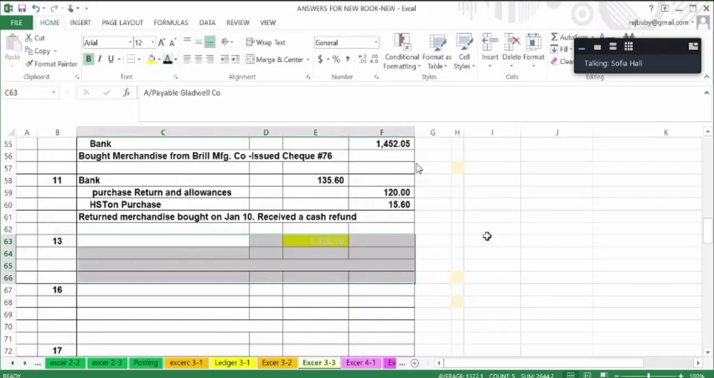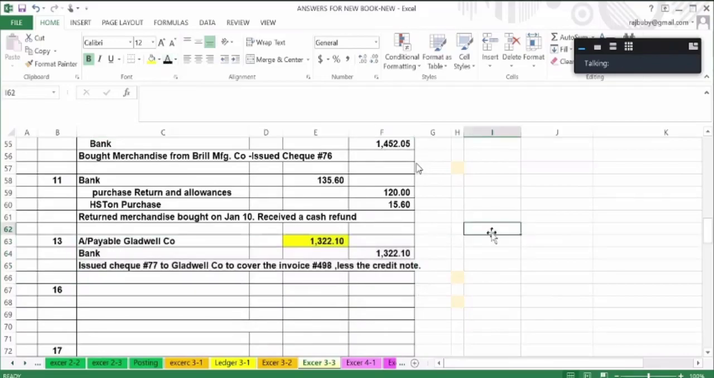Original invoice minus return amount. That is the amount we are going to pay. In this case, when you're doing this kind of transaction in the computer, it will show exactly how much you're supposed to pay. But here, with manual accounting, you have to calculate.